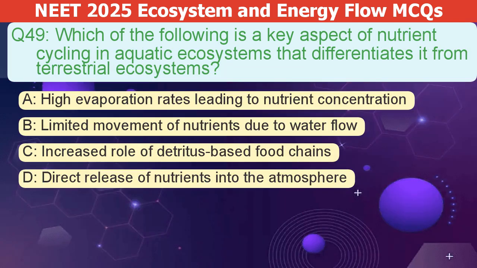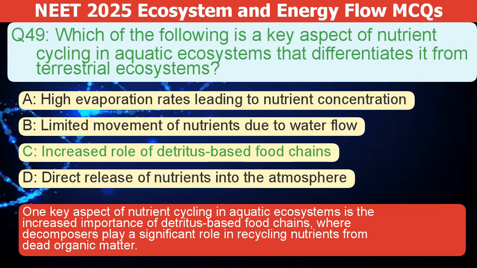Which of the following is a key aspect of nutrient cycling in aquatic ecosystems that differentiates it from terrestrial ecosystems? A. High evaporation rates leading to nutrient concentration. B. Limited movement of nutrients due to water flow. C. Increased role of detritus-based food chains. D. Direct release of nutrients into the atmosphere. The correct answer is C. One key aspect of nutrient cycling in aquatic ecosystems is the increased importance of detritus-based food chains, where decomposers play a significant role in recycling nutrients from dead organic matter.